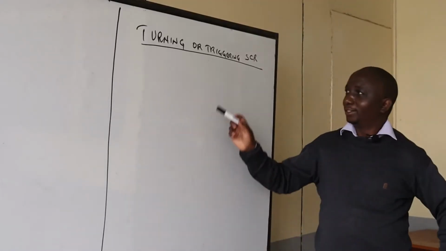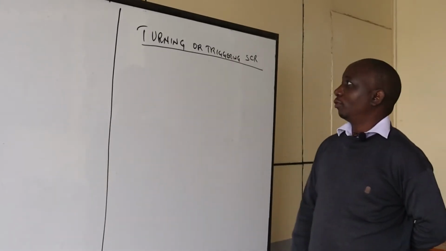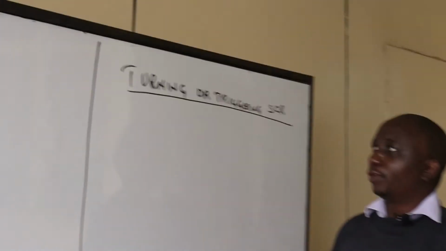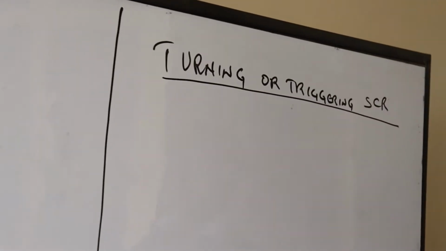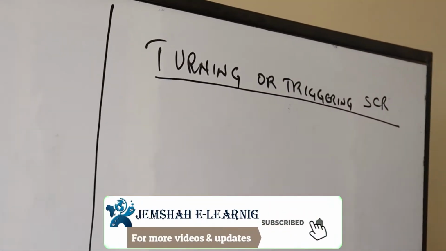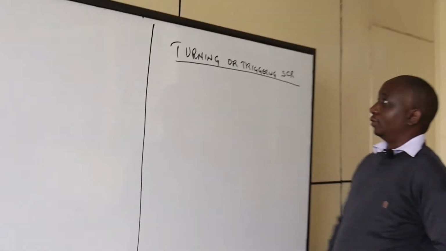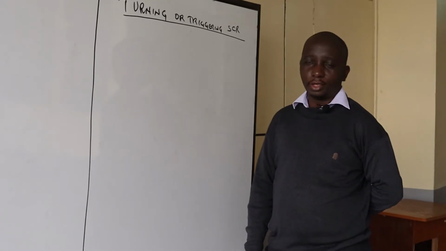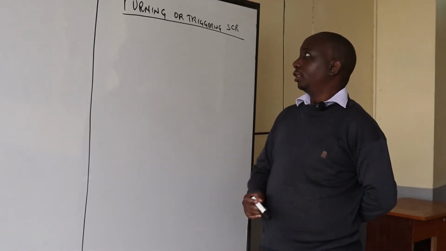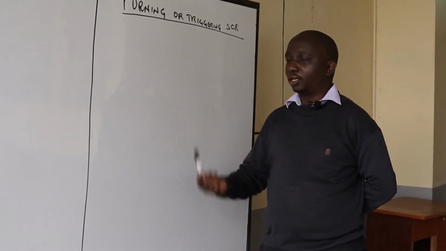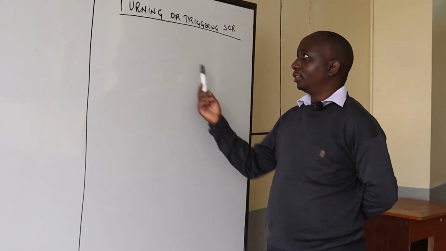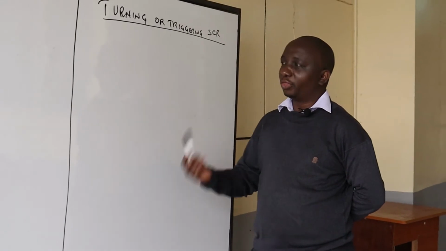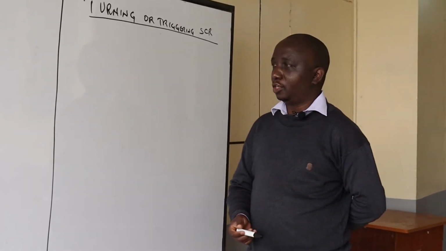Good morning, and today we are going to continue from the previous lesson. In the last lesson, we dealt with the SCR and the equivalent circuit's operation, which is normally referred to as the transistor analogy. Today, we are going to continue with turning on or triggering the SCR. The meaning of triggering is to put the SCR into the conduction state, and this time we are going to deal with the methods used in triggering the SCR.